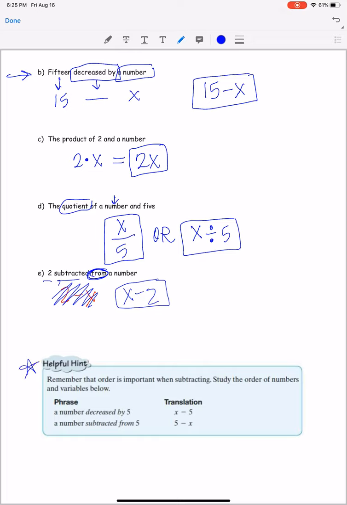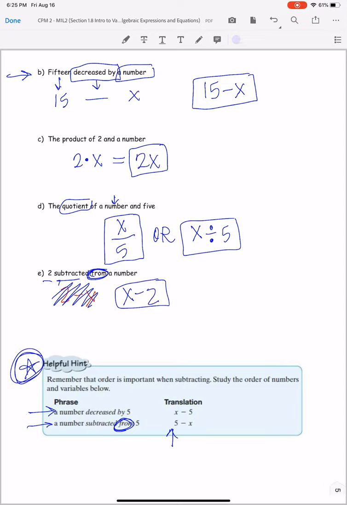And so that's what this helpful hint down here is kind of saying. It says, remember that the order is important when subtracting. Study the order of numbers and variables below. So your first phrase is kind of like that, is like B. A number decreased by 5, that's x minus 5. But on this one, when it has a number subtracted, that keyword from 5, 5 has to be the front, and then what are we doing to this 5? We're subtracting x from it, so it's 5 minus x. So that from, make sure you start with it. So that is all from this lesson. Rewind it, pause it as you need to.